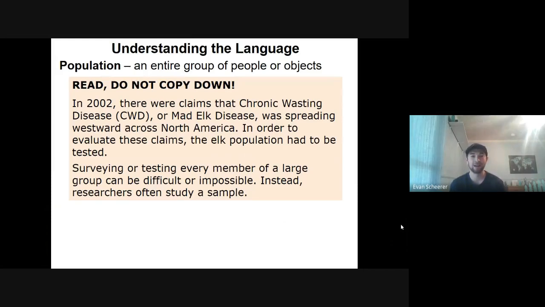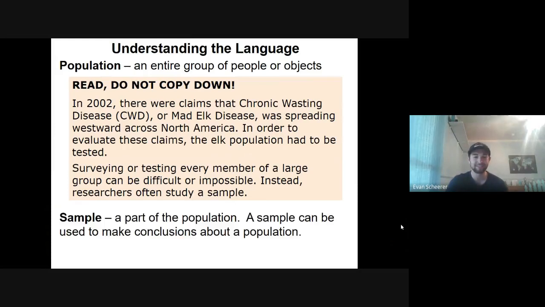Now, they did not go and study every single elk. I don't know how many elk are in North America, but there's a lot, probably like a million. They're not going to go testing a million elk. How are they supposed to catch them all, first of all? So instead, they're just going to take a sample. They're going to pick different parts of North America, pick a sample of them, and figure out what percentage have it.